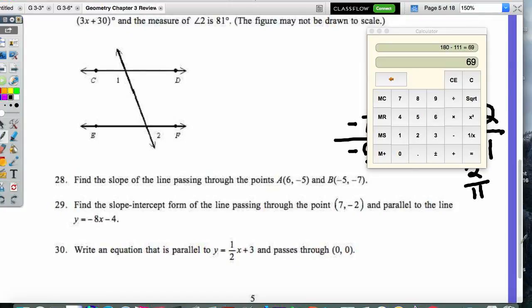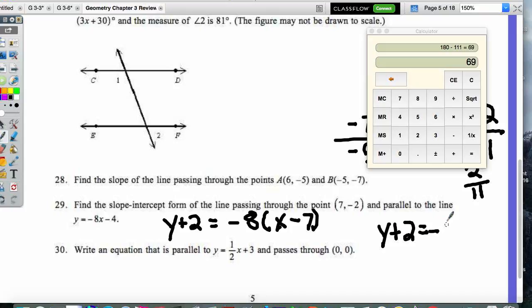Number 29, write the equation in slope-intercept form of the line passing through this. So I'm going to start with point-slope form. Y minus y1, so minus negative 2 is plus 2, equals, parallel, so I want a slope of negative 8, x minus 7. So y plus 2 equals negative 8 times x minus 7, which is negative 8x plus 56. So y equals negative 8x, subtract 2 from both sides, plus 54.